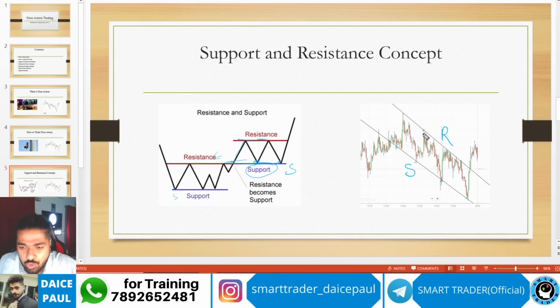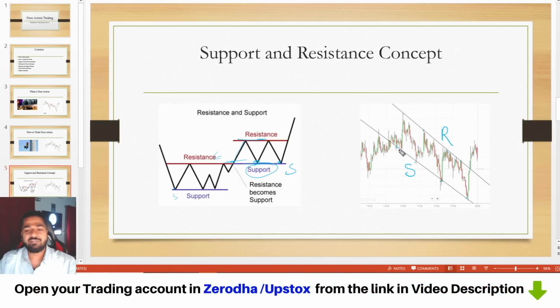Few people will touch the close price of the candle, few people will touch the high point of the candle. Now that's a buffer value, but still I'm just giving a rough example. This can become your support, the lower level, and the upper level becomes your resistance. Now you see there is a breakout happening here.